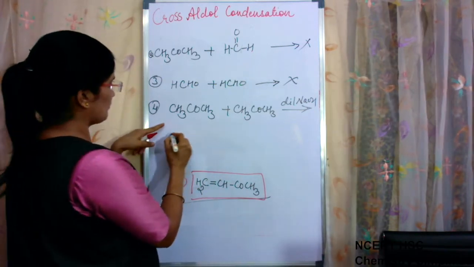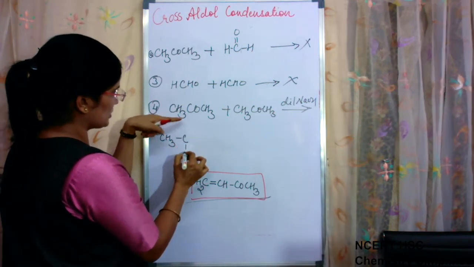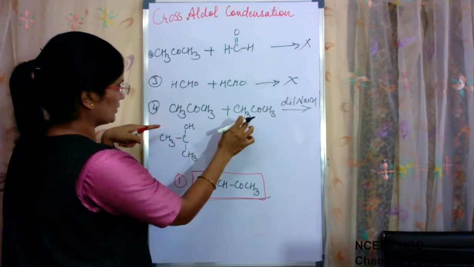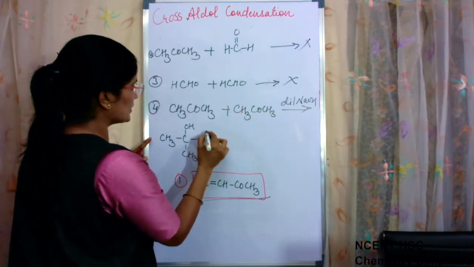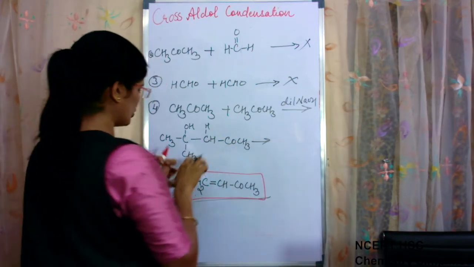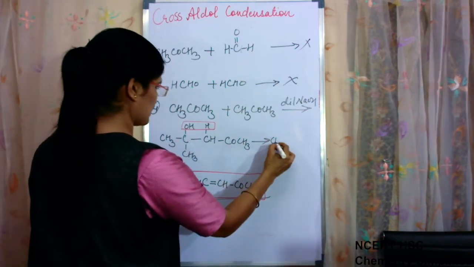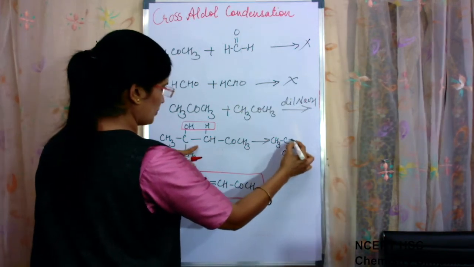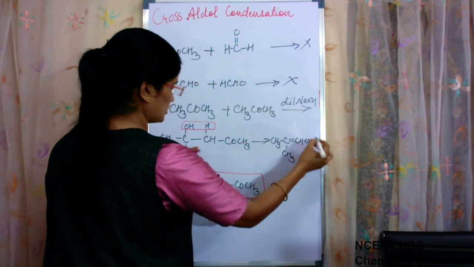First step will be CH3, this C, CH3 I am writing down. This O will have H from here, and this will be left as CH2. So CH, H here, CO, CH3. Which on dehydration will form the product CH3, C, this CH3, double bond CH and COCH3.